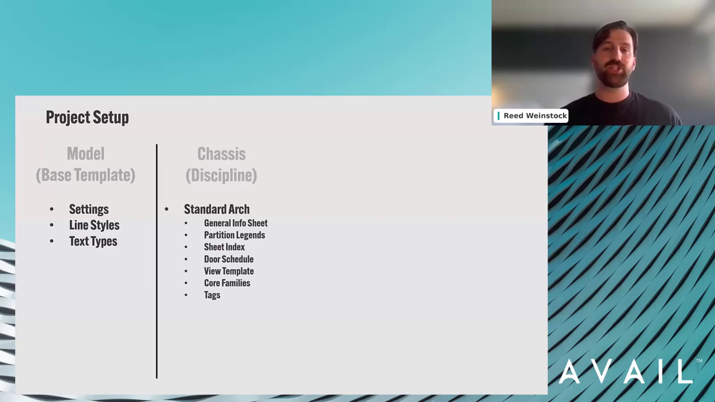For architecture, that might be your general information sheet with your symbols and general notes. It could be your partition legends, your sheet index, a door schedule, things that just get used on just about every single project or are going to be needed right away when you set up a project. And we're still working through the specifics of how we divide these. It might be one palette, it might be multiple.